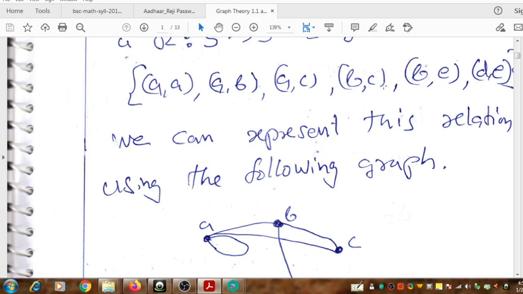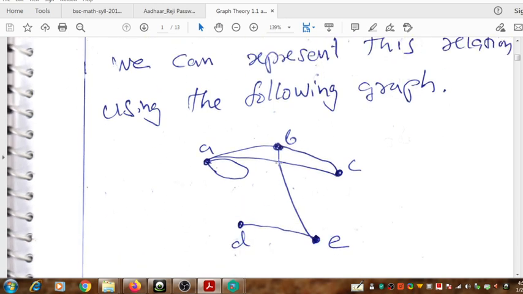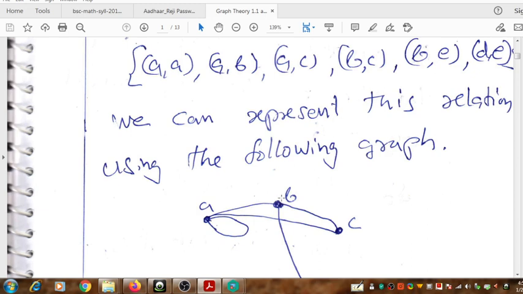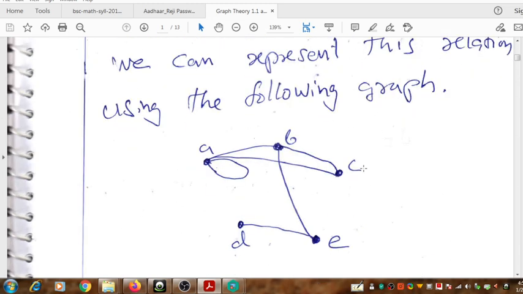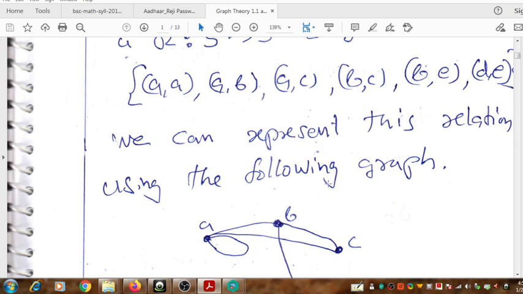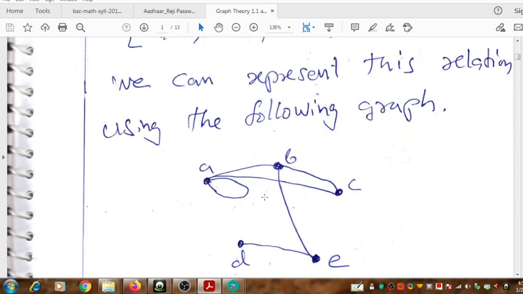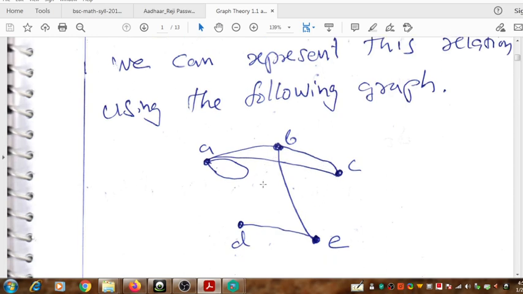And BC is present in the relation, we draw a line from B to C. In a similar way we draw lines from B to E, because BE is present, and from D to E. That relation is also marked there in the graph. And this is the way we construct that graph, that figure. And this kind of figures are called graphs.